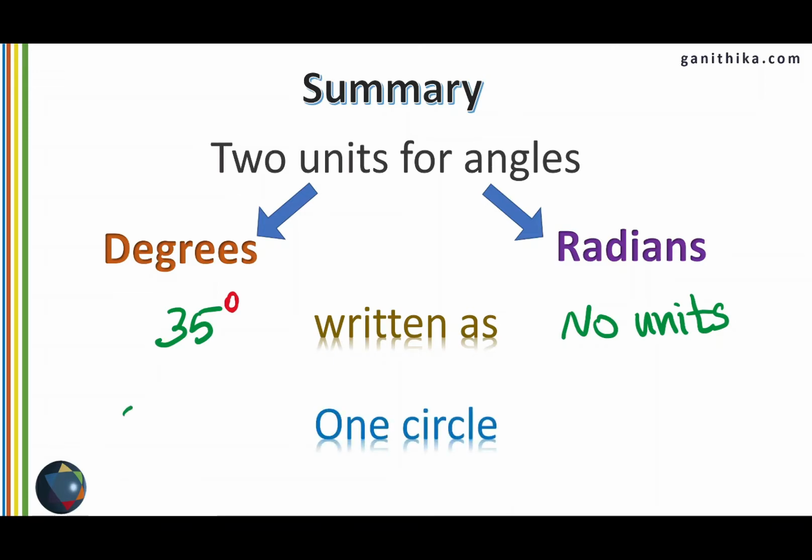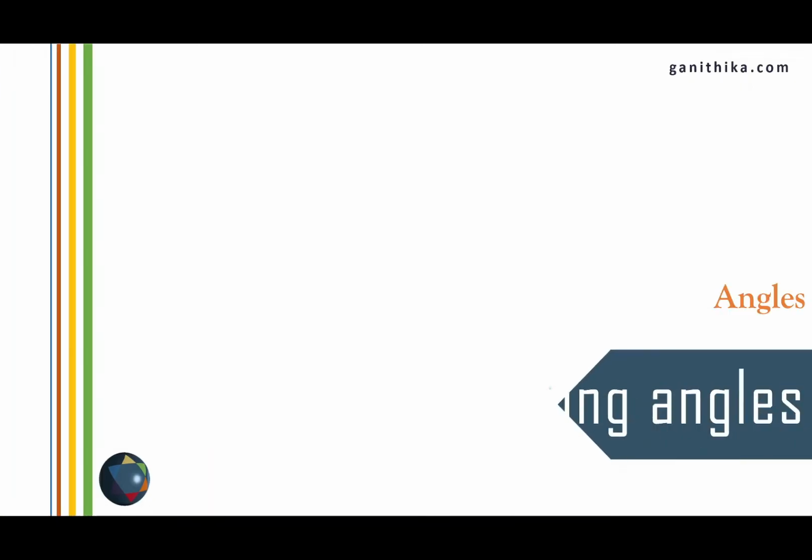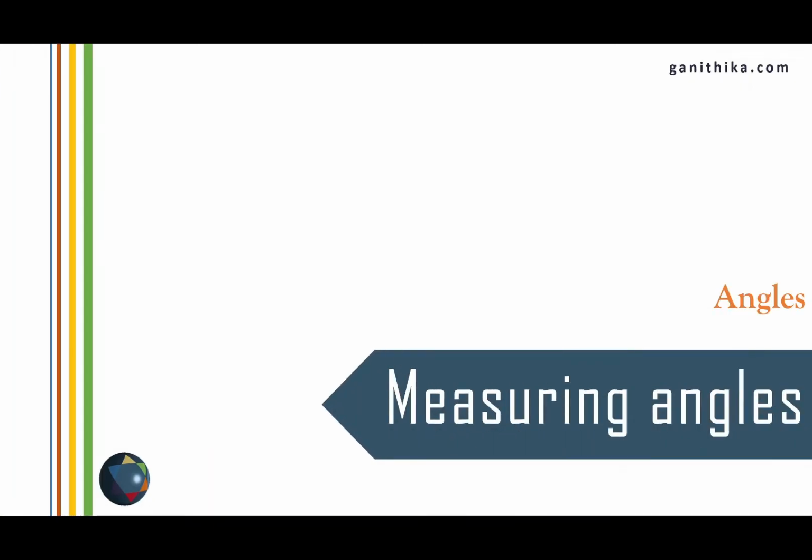In one full circle, when it is measured in degrees, we have 360 degrees. When measured in radians, we have 2 pi radians. You can notice that after 2 pi, we don't write any units or any symbols to represent radians. So if we write 2 pi, you know that we have measured the angle in terms of radians. Let's continue to see how to measure angles.